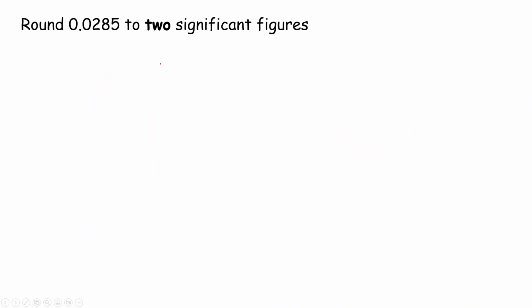Anyway, let's now look at another example. This one says round 0.0285 to 2 significant figures. First, identify the second significant figure, which is the 8.